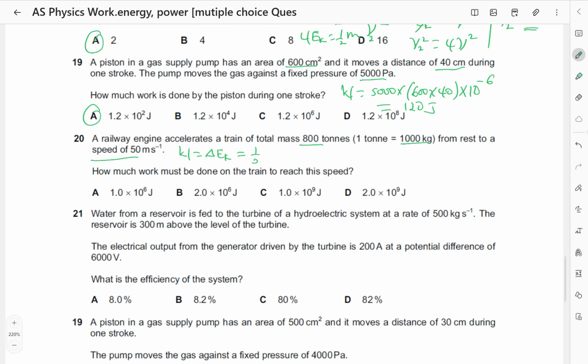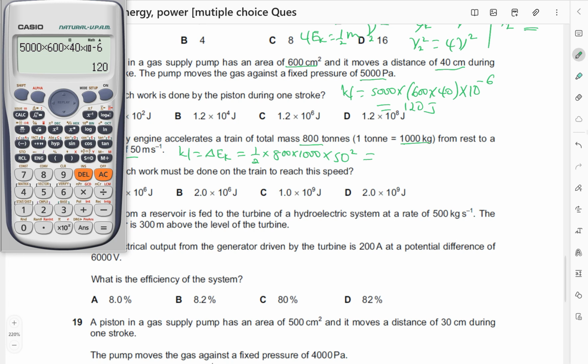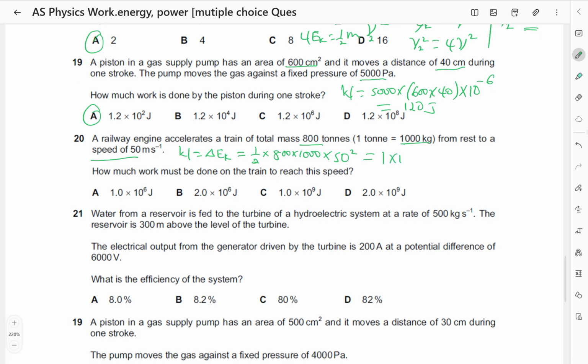So this will be a half times the mass, which is 800 times 1,000, times the speed, which is 50, and this is squared. So on my calculator, I have 0.5 for a half times 800 times 1,000 times 50 squared. So this is 1 times 10 power 9. So this is 1 times 10 power 9 joules. So the answer is going to be C.